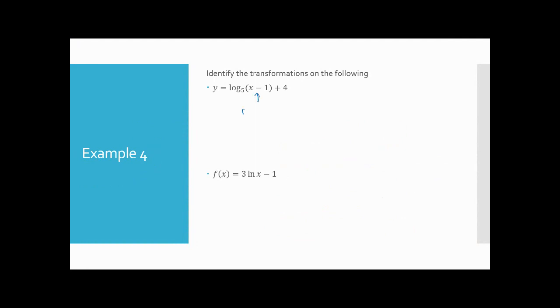So we're going to say that it goes right 1 unit. I don't have a number in front of the log, so there's no stretching or shrinking. And then I have this plus 4, so that's outside of the parentheses, so that's vertical, and that's going to be the same direction. So if it's plus 4, that means we're going to be up 4 units. So those are the transformations. We go right 1 unit and up 4 units. And then the shape of the graph is going to be the same. It's just moving around.